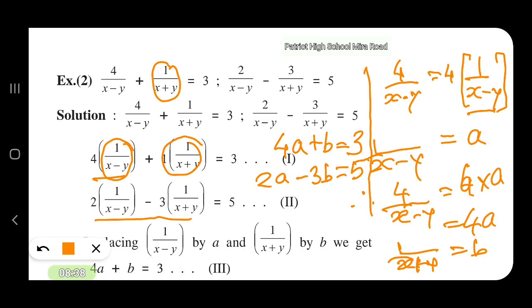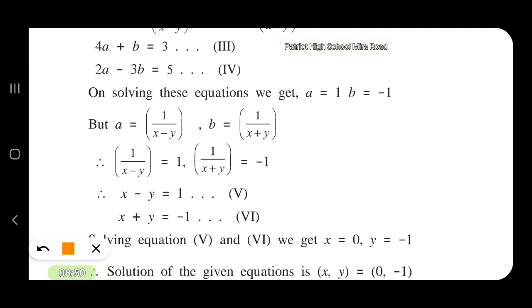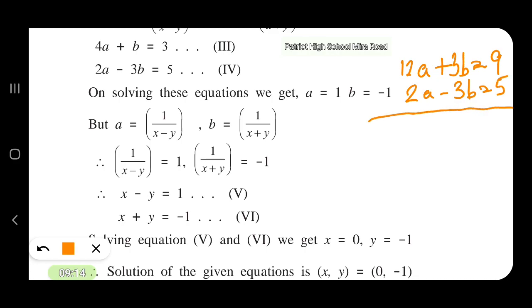So we have the new set of simultaneous equations. 4a plus b is equal to 3 and 2a minus 3b is equal to 5. Let us multiply equation 3 by 3. So we get 12a plus 3b is equal to 9. And we write the fourth equation as it is, 2a minus 3b is equal to 5. Adding the two equations, we get 14a is equal to 14. Therefore, a is equal to 1.